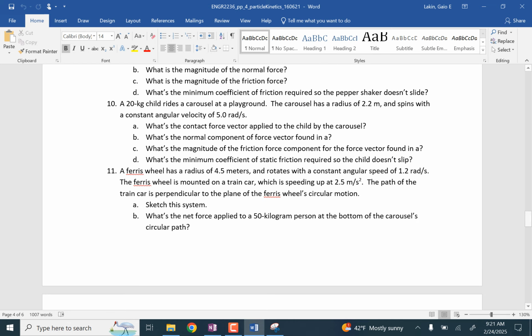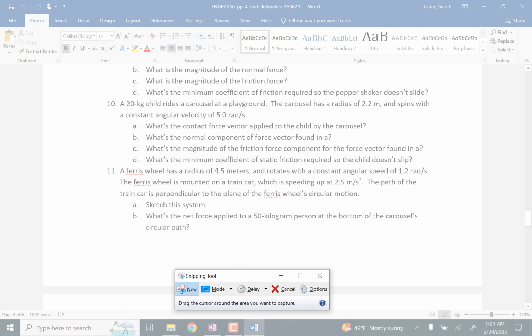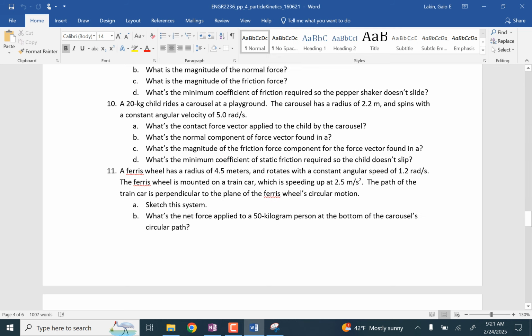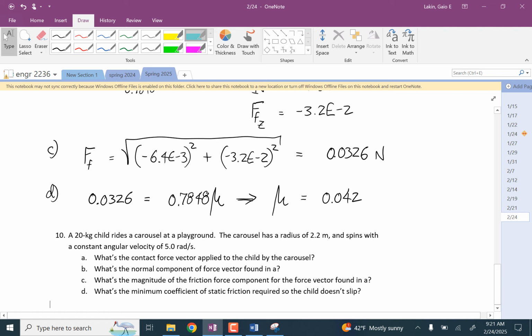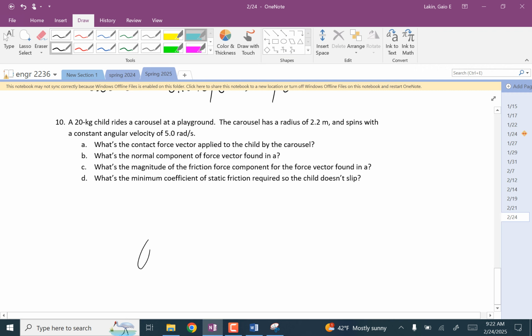Okay, so now number 10. This is pretty similar, but that's okay. Let's see. It's the same thing, except now instead of the pepper shaker, you have this terrified little kid.